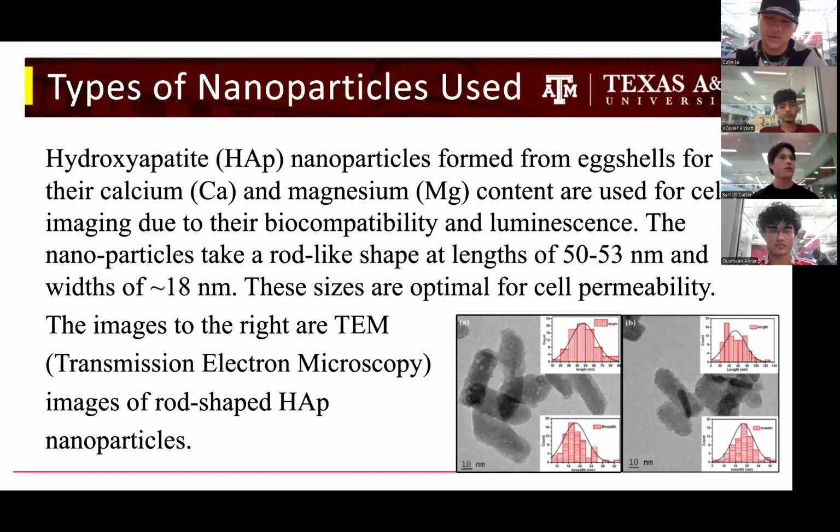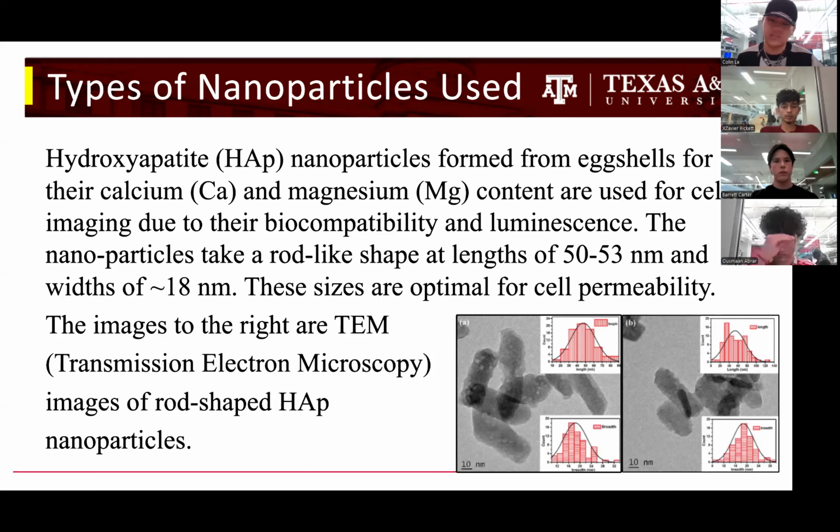So, in this journal that we're citing, they discuss the usage of hydroxyapatite nanoparticles. I'm going to refer to that as HAP for the rest of the presentation. So, HAP nanoparticles are often used for cell imaging within the body. That's because of their luminescence and their biocompatibility. My friends Usman and Xavier go into more on that later. But what's important is that these HAP nanoparticles are formed using eggshells.